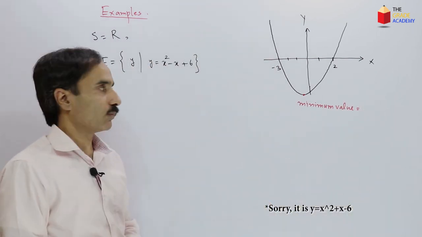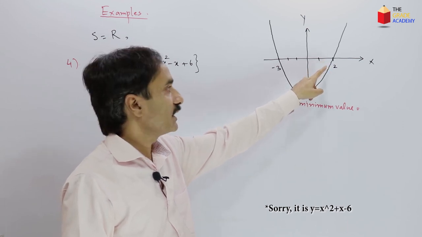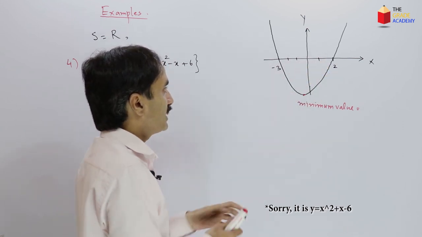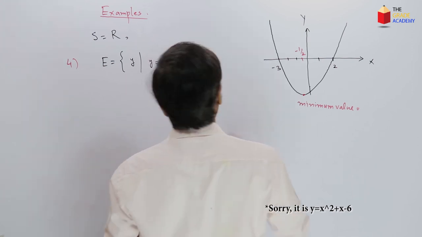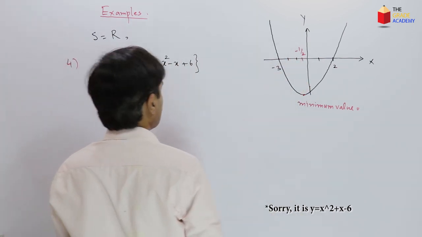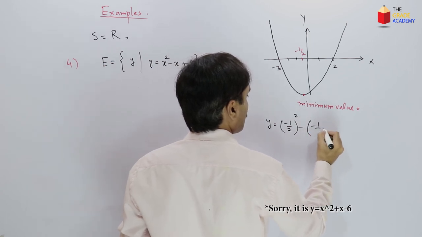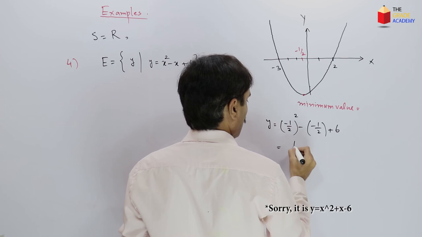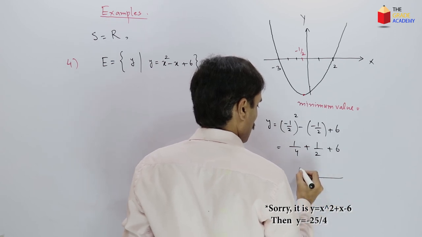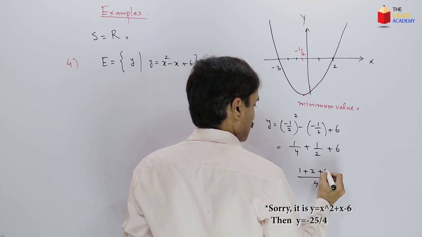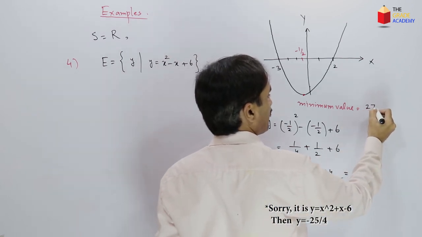So what is the minimum value for this parabola? The minimum value lies at the x value midway between minus 3 and 2, which is negative 1 by 2. The value of the function at x equal to minus 1 by 2 is y equal to (minus 1 by 2) squared minus (minus 1 by 2) plus 6, which is 1 by 4 plus 1 by 2 plus 6, which is equal to (1 plus 2 plus 24) over 4, which is 27 over 4. So the minimum value of the function is 27 over 4.